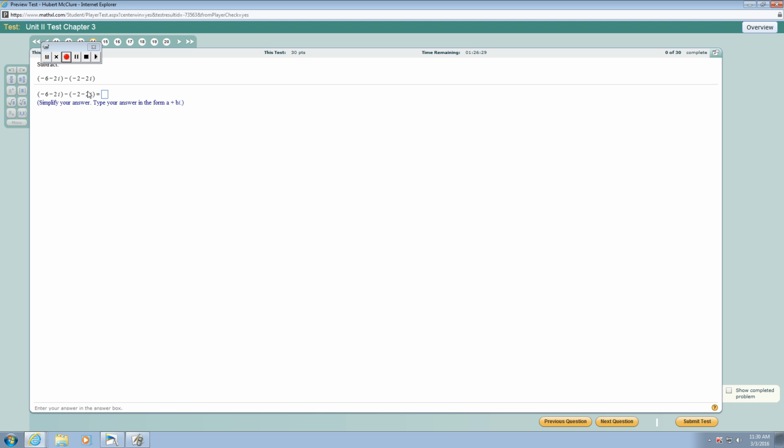This one is negative 6 minus 2i minus and so on. First thing you do is distribute the negative in front of the parentheses. So we're going to get negative 6 minus 2i. Distribute that negative, we get a plus 2 and a plus 2i.